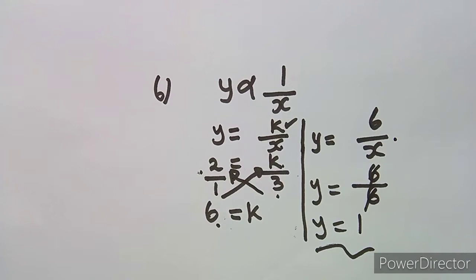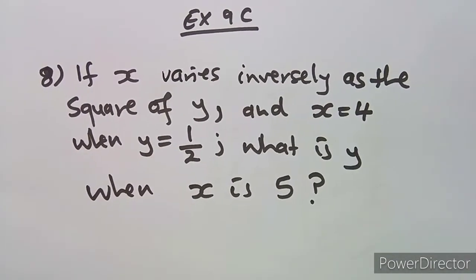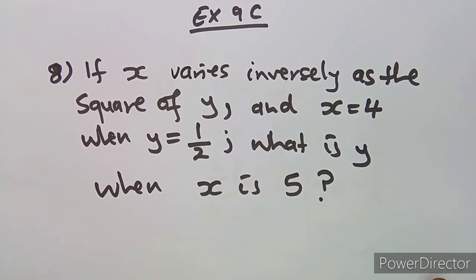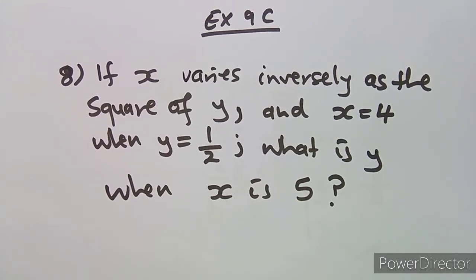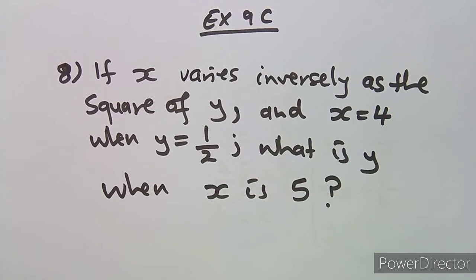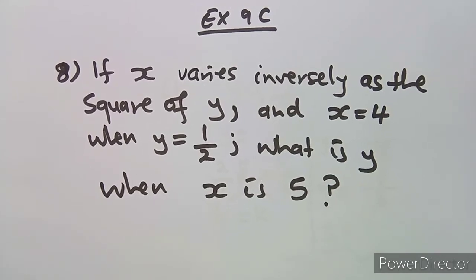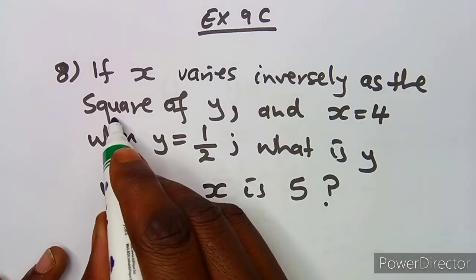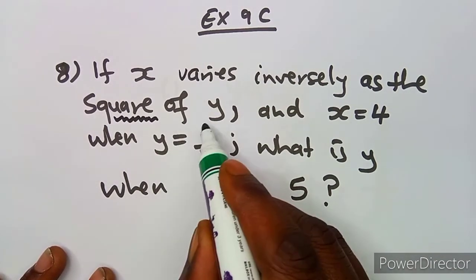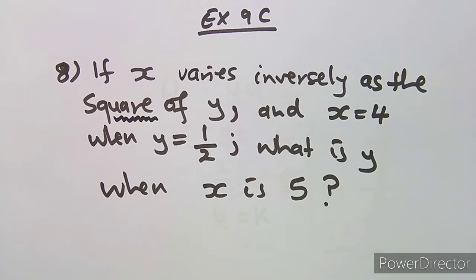Okay, let's see what you're having on exercise 9c. Number 8, still on exercise 9c. This question I've taken, it's very, very important, guys. Do not take this question for granted. If x varies inversely as the square, take note, as the square of y, and x is equal to 4 when y is equal to 1 over 2, what is y when x is 5?